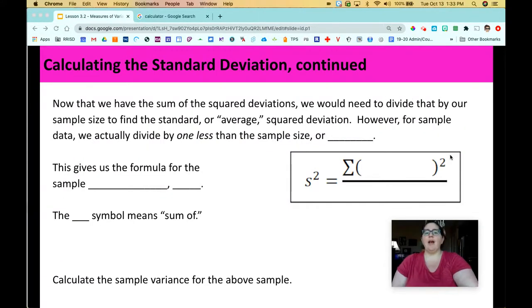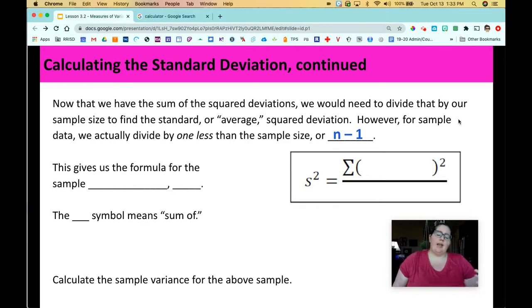Now that we have the sum of the squared deviations, remember again, our goal is to find the average or typical standard deviation from the mean. The next step would be to divide by our sample size, right? But for sample data, we actually divide by 1 less than our sample size, or n-1. Now there's a reason for that as well.